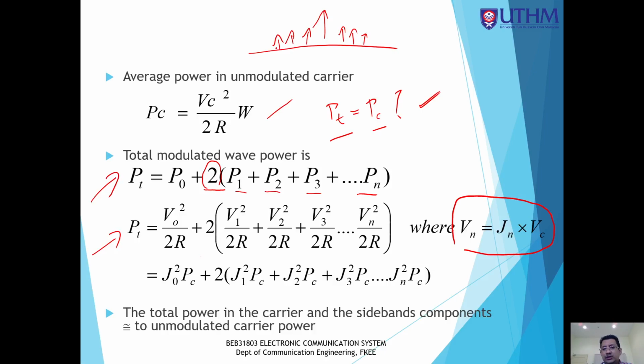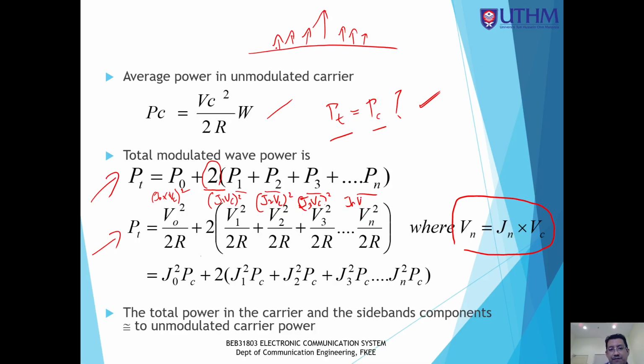So from here you see, for example, this is J0 multiplied with Vc, squared. This is J1 Vc square. This is J2 Vc square. This is J3 Vc square.